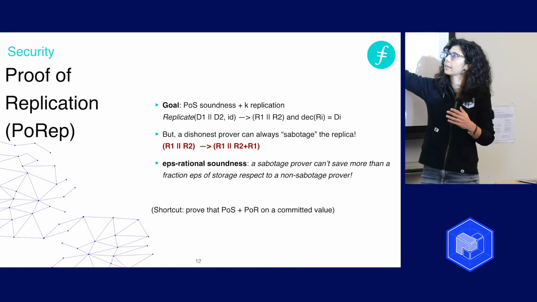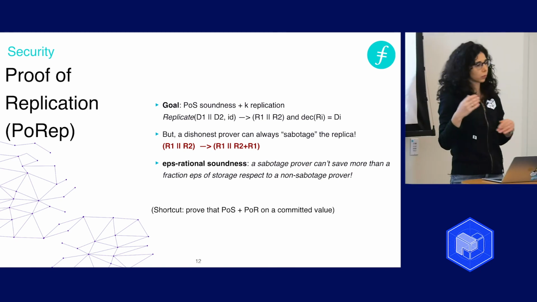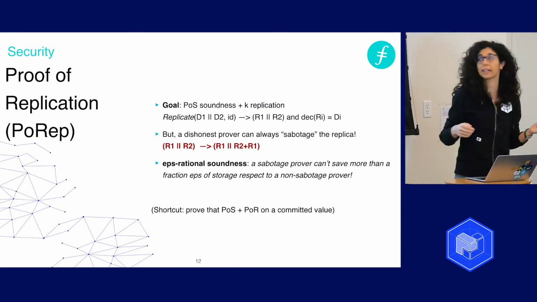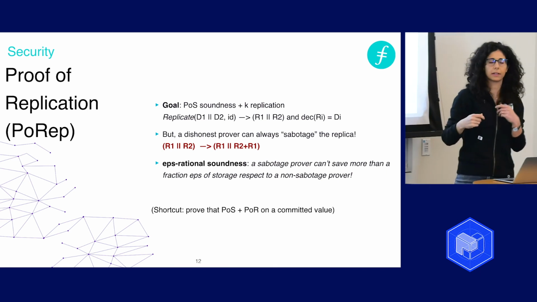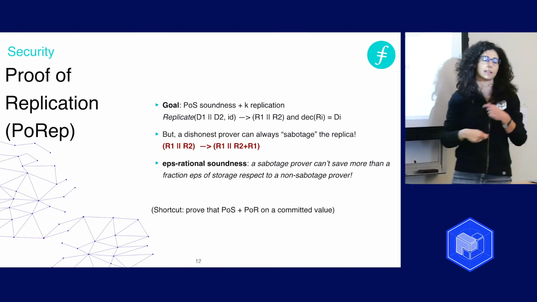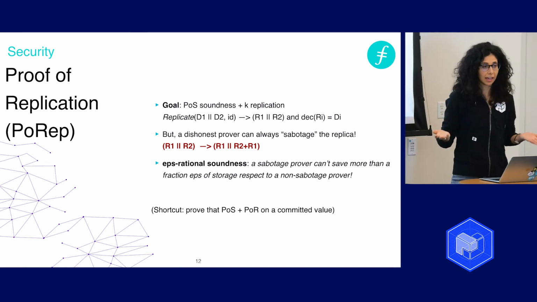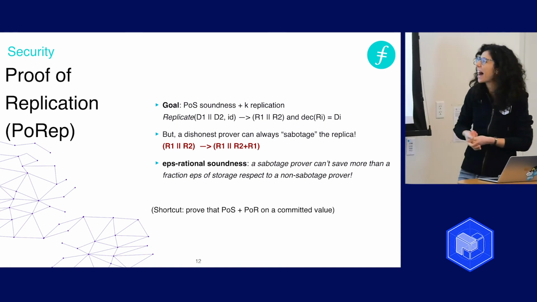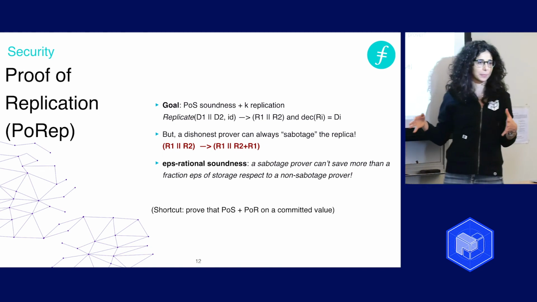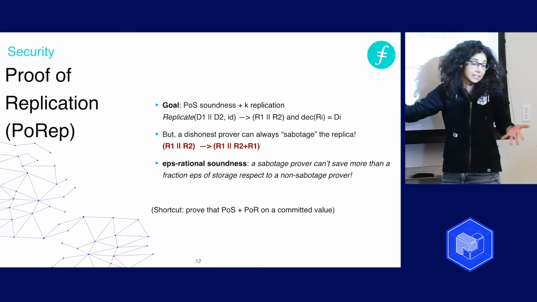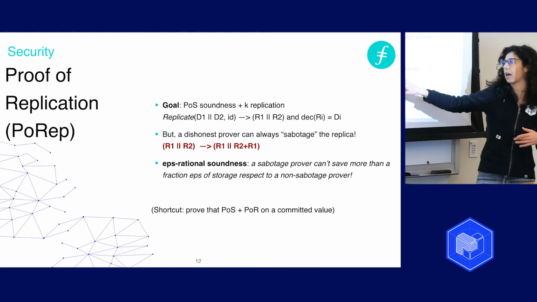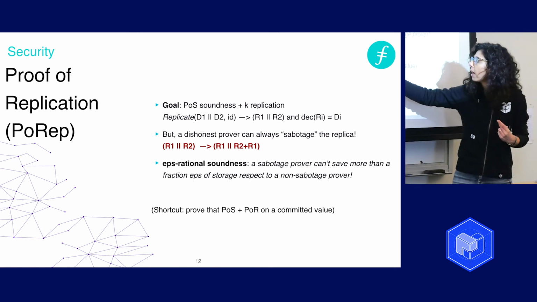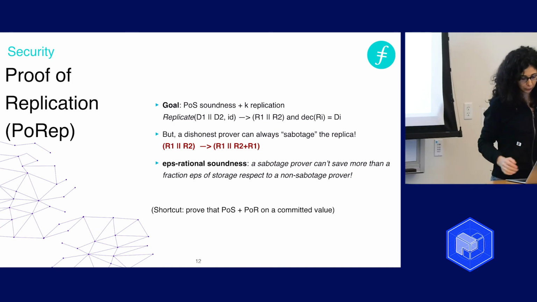In principle, proving this kind of property is a bit tricky because in a formal way, you have to show that for any prover that does this sabotage attack, there is another prover, and for any adversary that does the sabotage attack, there is another that doesn't do it, and is equivalent. It can be painful, but thank you, Ben. He did all the hard work for us, and there is a shortcut: you take your proof of space, prove that it is a secure proof of space, and also that it is a proof of retrievability, which is usually easier to prove than the former, on a committed value, and you are done.